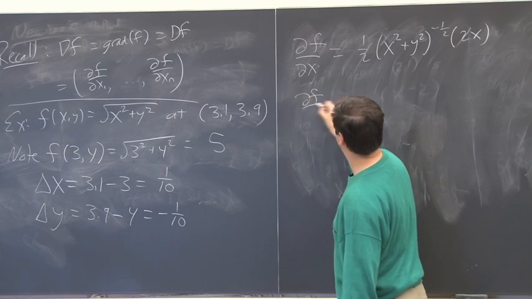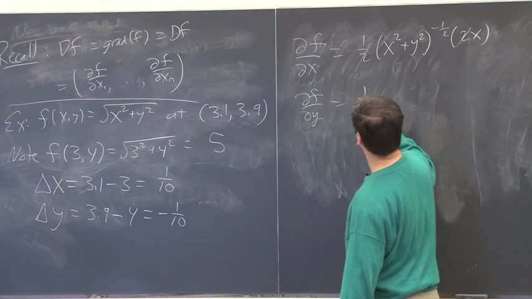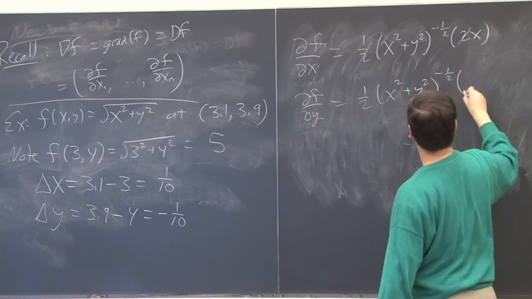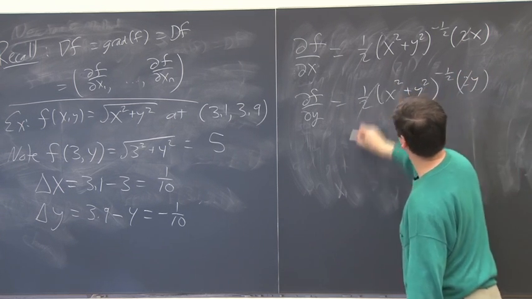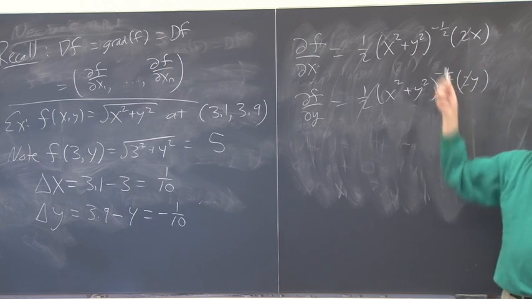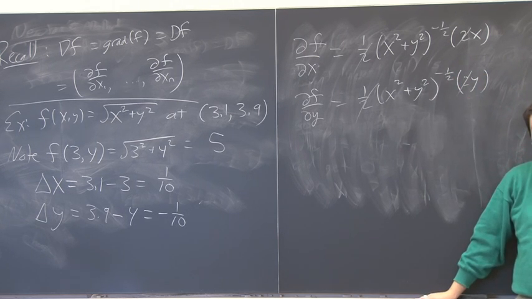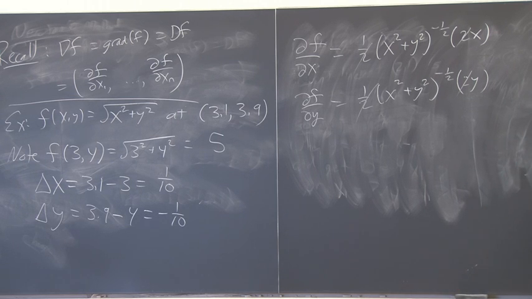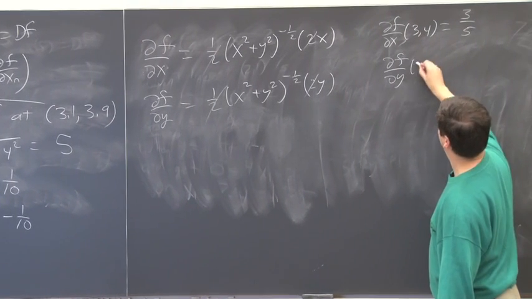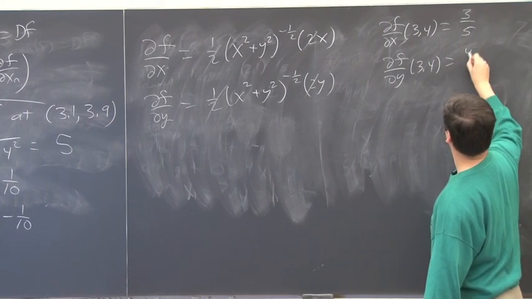All right, now we need df/dy, a similar calculation: 1/2 (x squared plus y squared) to the minus 1/2 times 2y, and again the 2 and the 1/2 cancel. So df/dx at the point 3, 4 is going to be (x squared plus y squared) to the negative 1/2 power, so 3 squared plus 4 squared is 5 squared, to the negative 1/2 power, that's a 1/5. I put in x equals 3, and I get 3/5. Similarly, df/dy at the point 3, 4 is just 4/5.